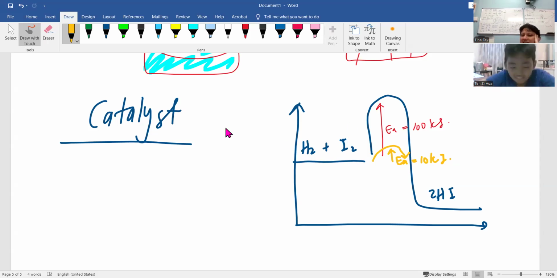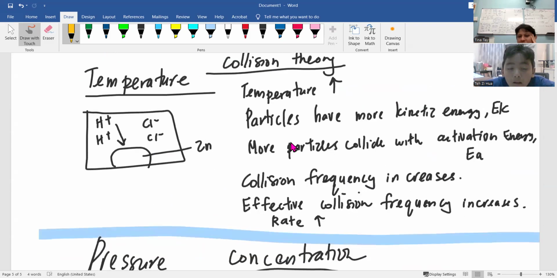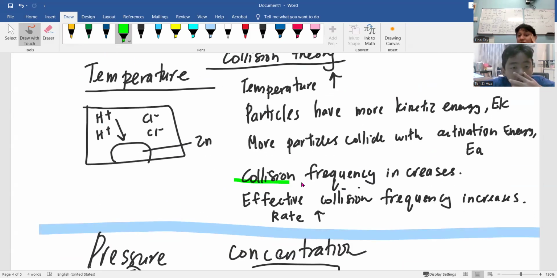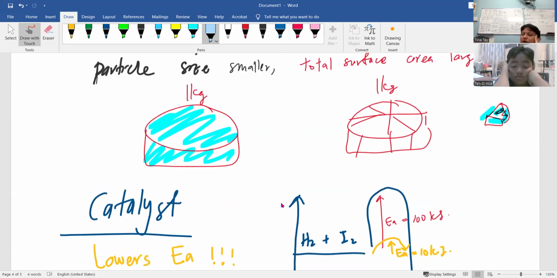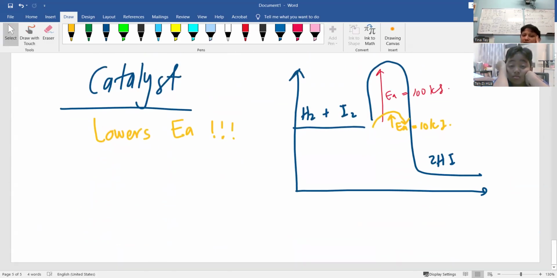So only a catalyst lowers the activation energy. Do you understand? Now, are the particles colliding more often? No, the collision frequency doesn't increase. They're still colliding at the same rate, but the effective collision frequency increases. Can you understand? Okay, so we're going to make this all into one table.